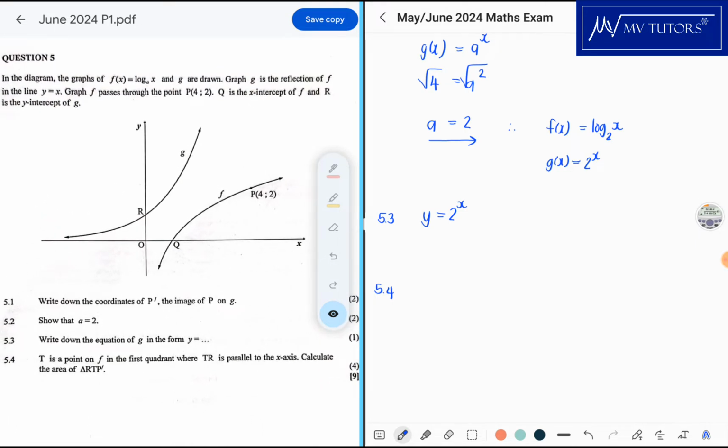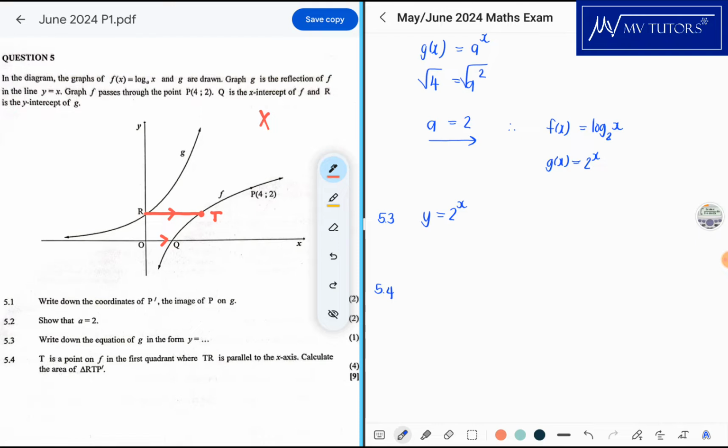T is a point on f in the first quadrant. So we are here, first quadrant, where TR is parallel to the x-axis. So if I have R there, T must be somewhere here because it is parallel to the x-axis. Okay, so yeah, we have T, we have R.